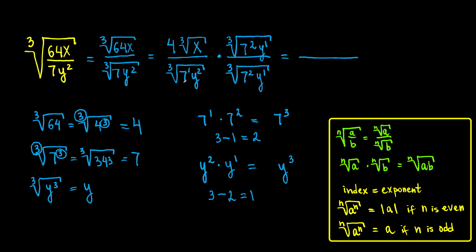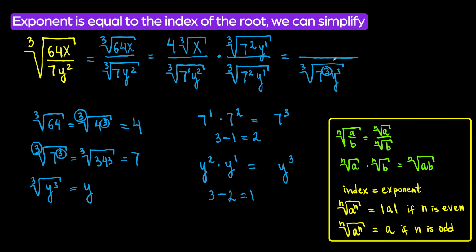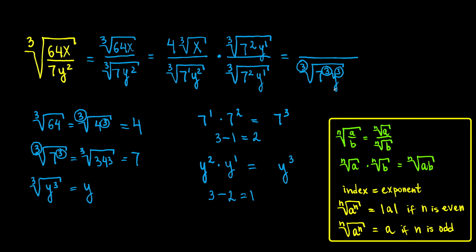So let's multiply the things in the denominator so we can totally see it. Since it's the same cube root, we will just multiply what's inside. 7 to the first times 7 squared will give us 7 to the third power. Yes, exactly what we need. Y to the second power times y to the first power will give us y to the third power. We see that the exponent is equal to the index of the root. The exponent of y is equal to the index of the root, so it will simplify to 7y. Okay, very good, I love it.